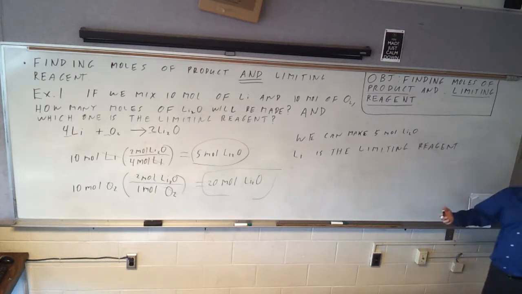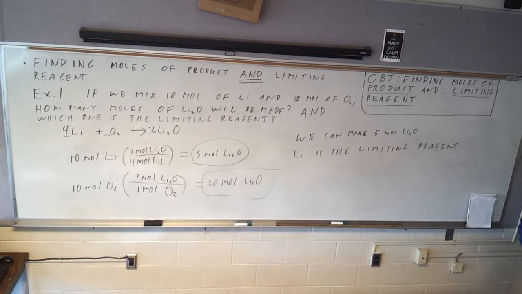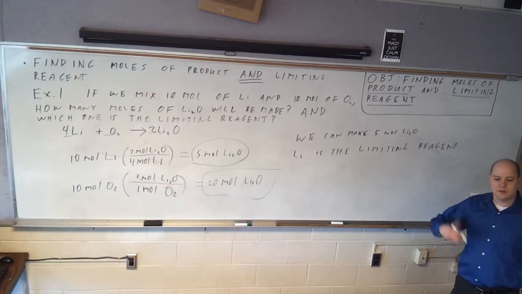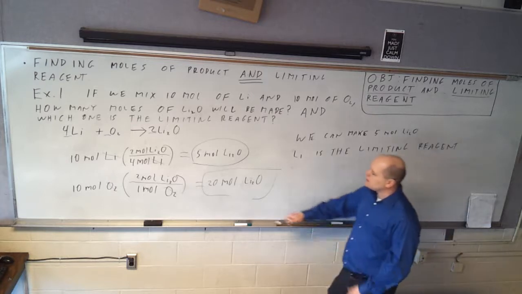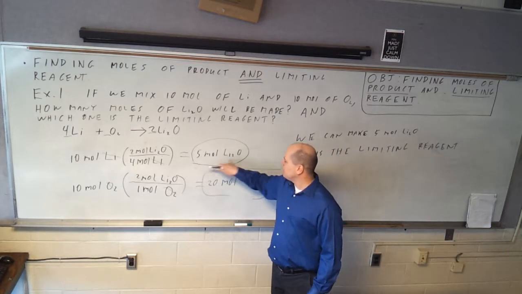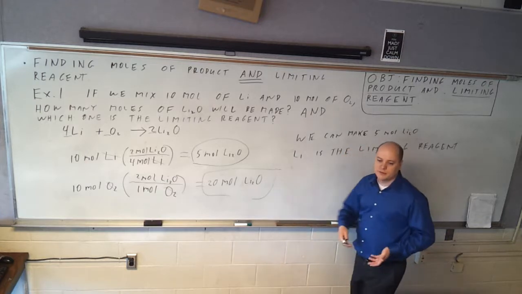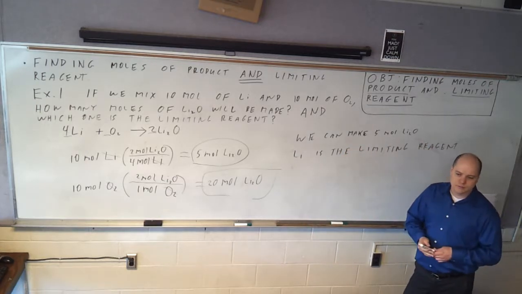Just like I was saying earlier about having enough eggs to make 1 cake and enough flour to make 10 cakes, eggs is what limits us. That's the limiting reagent. If we had more of those, we could make more cakes. If we had more flour, it doesn't matter. We only have enough eggs to make 1 cake. So the same thing here. If I added more lithium, we could make more lithium oxide. If I added more oxygen, it wouldn't help at all because we already have more than enough oxygen. Does that make sense? Yep.